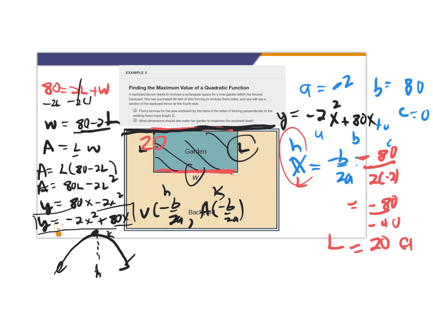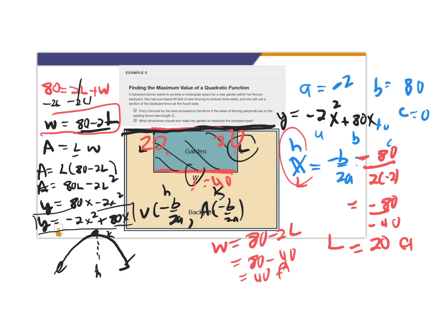This side is 20. This side is 20. I only have 80 feet of fence, so 20 plus 20. I can figure out what my W is because I have this equation here. The W would be 80 minus the two L's. The L's 20, so W is 80 minus 40. So that gives me 40 feet. There's my dimensions. That one's 40, 20, 20, 40.